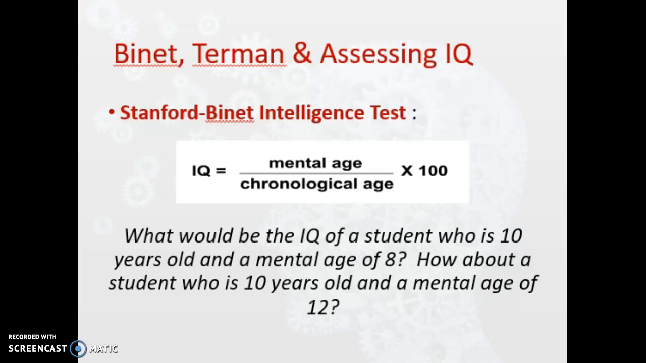The reality is we don't use this calculation anymore. There are some deficiencies within this calculation. What is the mental age of a 20-year-old? What is the mental age of a 30-year-old? You can see how this calculation starts to fall apart as you get older and older.